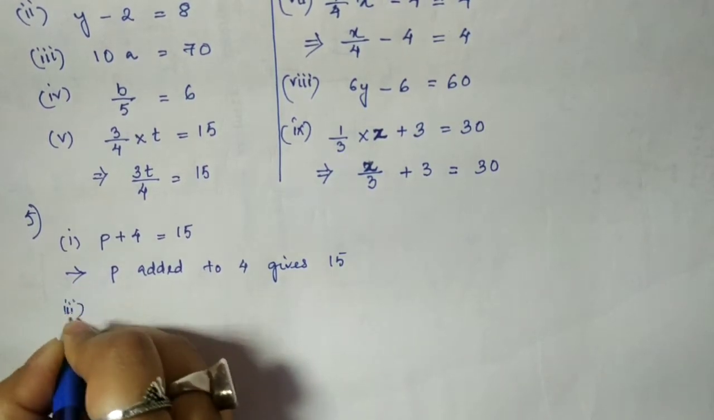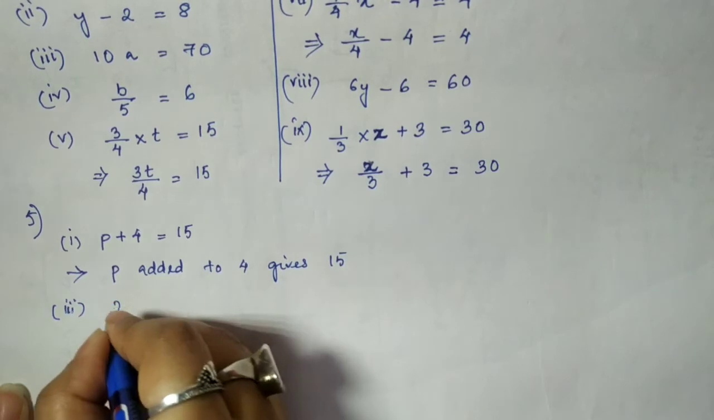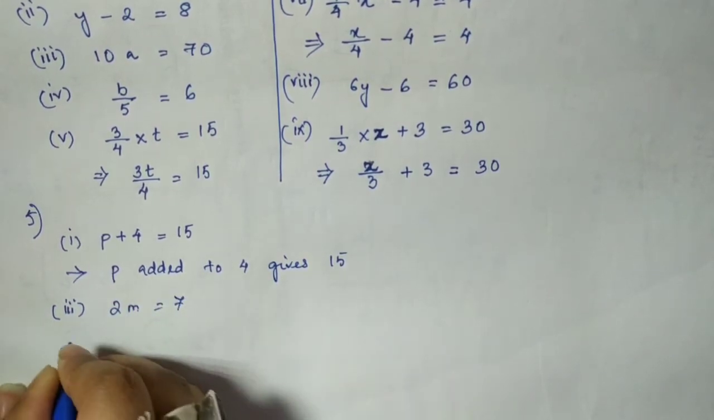I'll show you number 3 now. Number 3 is given as 2m is equal to 7. So what will be this?